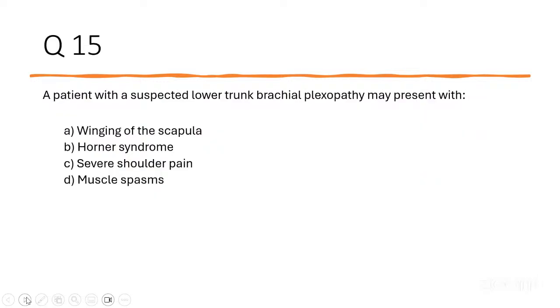A patient with suspected lower trunk brachial plexopathy may present with one of the following: winging of the scapula, Horner syndrome, severe shoulder pain, muscle spasms. Horner syndrome. That's good. Very nice. Okay. Four more questions.